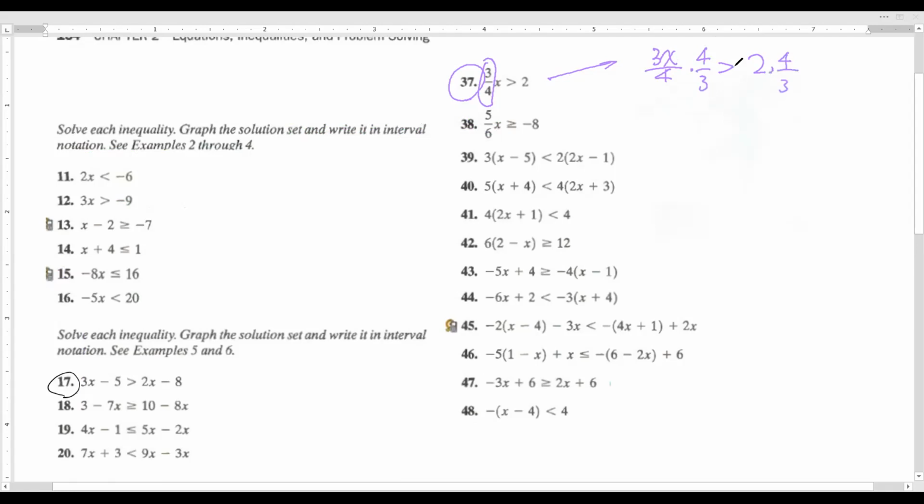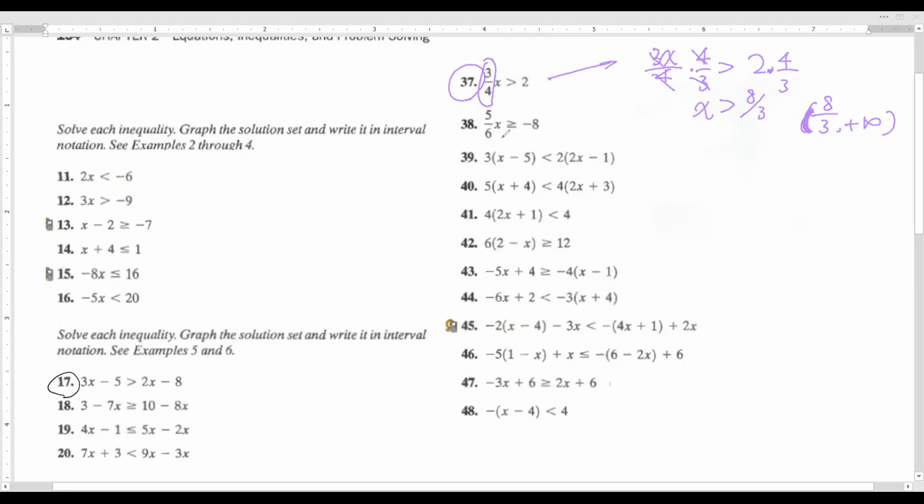4/3, this is a positive number, so the inequality sign is not changing. You can see after that, the coefficient became 1, right? Here the right side became 8/3. So you can write in interval notation: 8/3, left parenthesis, I'm sorry, left parenthesis, to positive infinity. Very familiar, very similar process.